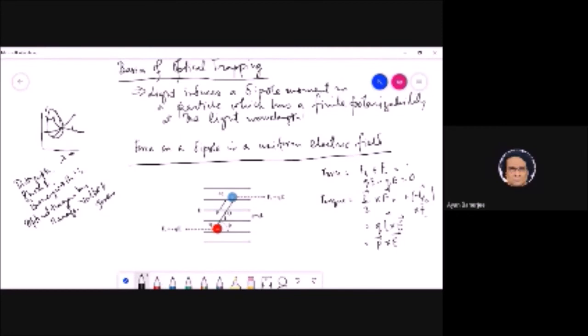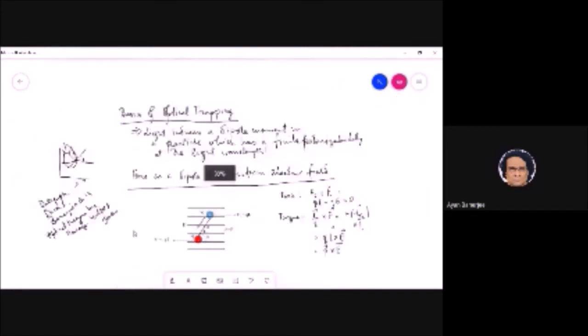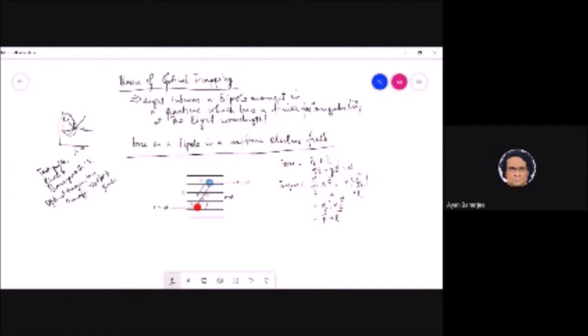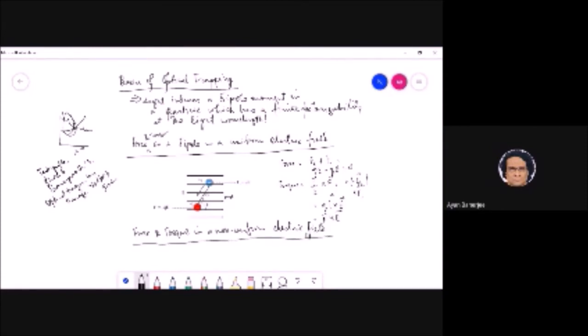The next thing that we will get to is force and torque in a non-uniform electric field. You can quite easily understand that it is not going to be zero, right?